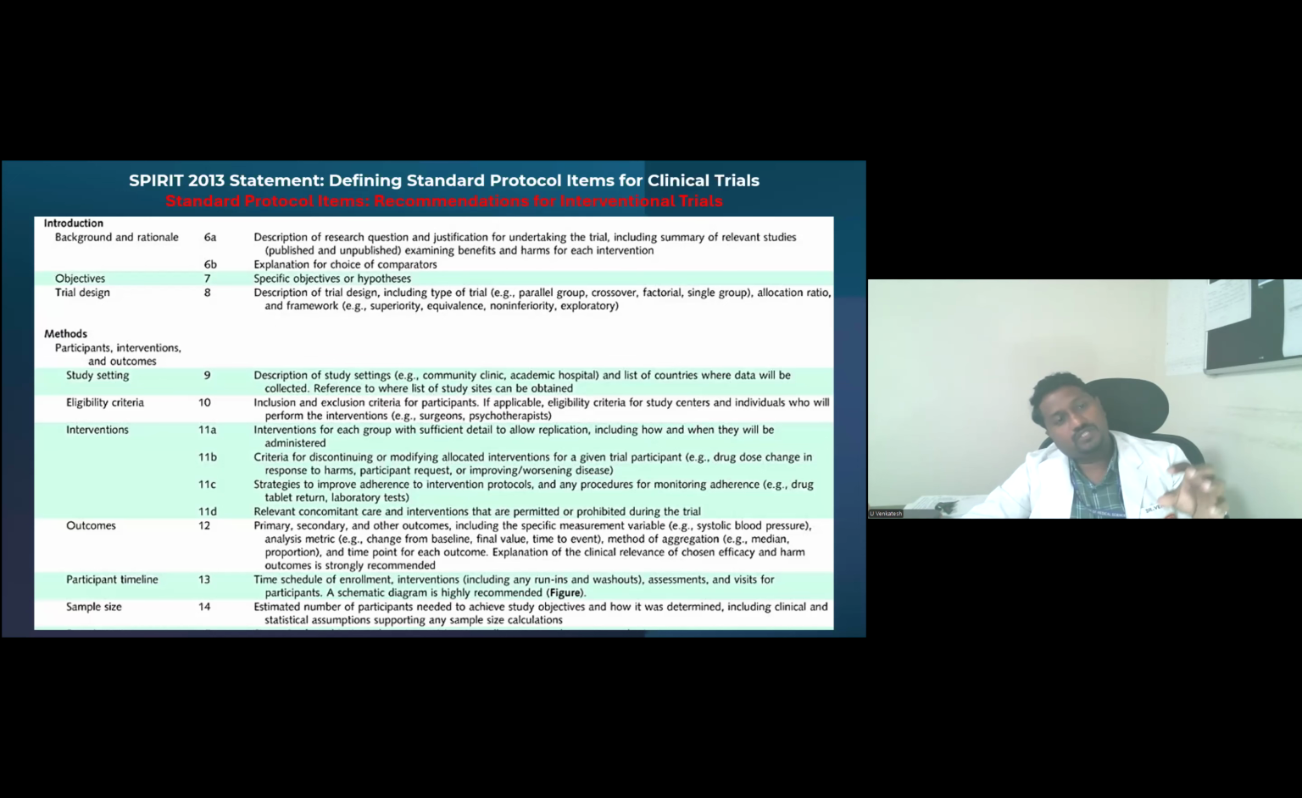Also, the mention of the study should be designed in the introduction. Then comes the methodology, which includes the participants, intervention, and study outcomes. Under this heading, what are the things coming?